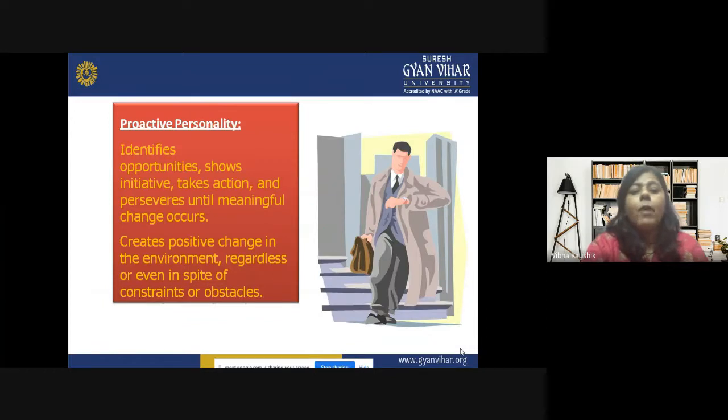Now, the proactive personality. These people identify opportunities, show initiative, take action, and persevere until meaningful change occurs. They create positive change in the environment, regardless of or even in spite of constraints or obstacles.